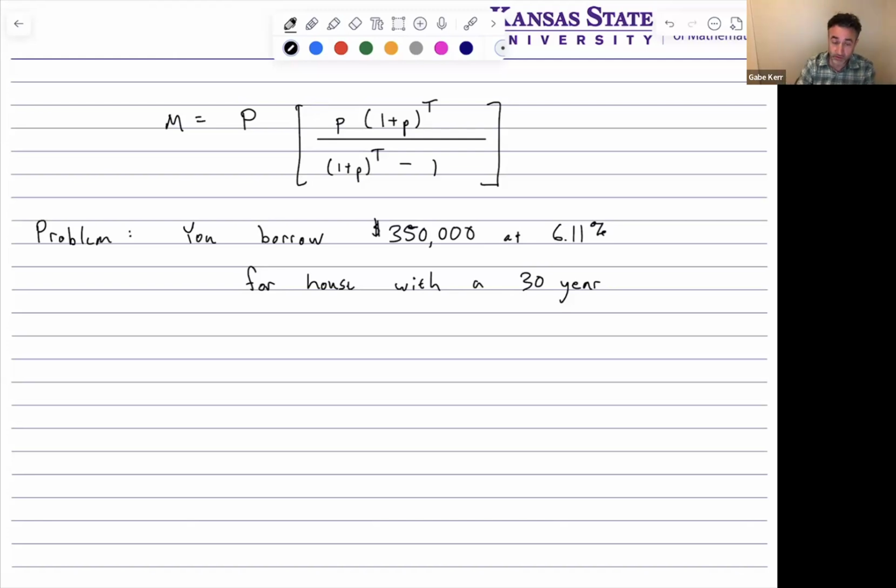All right, so how do we calculate this? Well, we just use this formula that's sitting in front of us, and we'll say, okay, the monthly payments. Well, before I use this formula, I need to go ahead and calculate my P and my T. So what is my P? My lowercase p is going to be 6.11, but I'm going to divide it by 12.